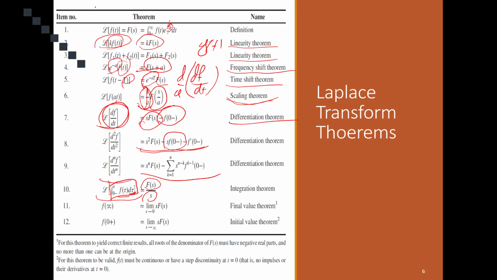Is that clear? So this is the integral, and when we want to calculate f of infinity in time, that means the limit of s times F of s when s goes to 0, and the initial condition is the limit of s times F of s when s goes to infinity. Are we good? These are the characteristics of a Laplace transform. These are going to be very handy, so I encourage you to have this table in hand when you solve the assignment and in the exam. Okay?